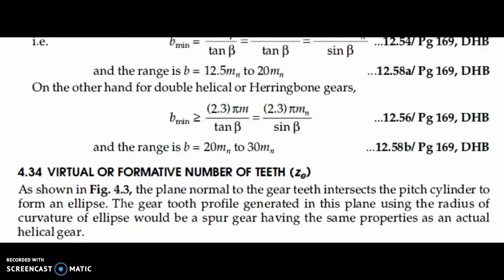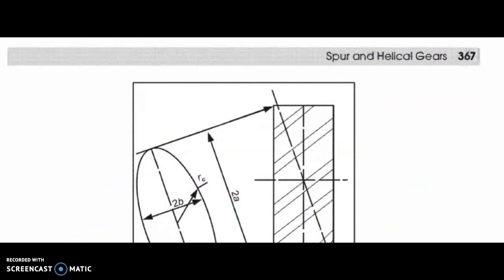Another important term we have to study in the helical gear is the virtual or formative number of teeth. I will show that figure later. Then please write this down. The plane normal to the gear teeth intersects the pitch cylinder to form an ellipse. The gear tooth profile generated in this plane using the radius of curvature of the ellipse would be a spur gear having the same properties as the actual helical gear.